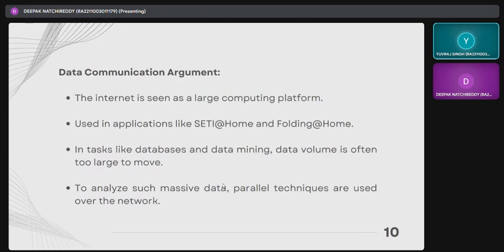SETI, the search for extraterrestrial intelligence, uses distributed computing to analyze radio signals from space. The goal was to detect possible extraterrestrial communication. Folding uses the idle computing power from volunteers worldwide, focusing on problems like protein folding, drug discovery, and molecular dynamics.